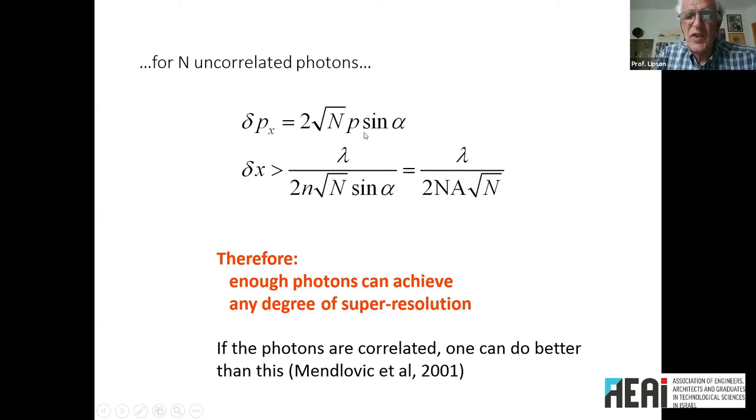Now, if the photons are not correlated, then the sum of their momenta is going to be root n times delta p. If the photons are correlated, you can do even better than that. And here's one of the references from David Mendelovich and Zev Zalewski and other people, which talks about that.